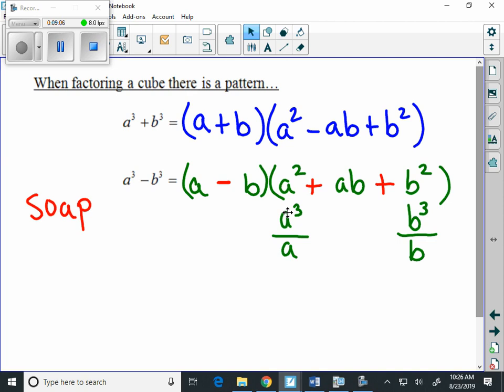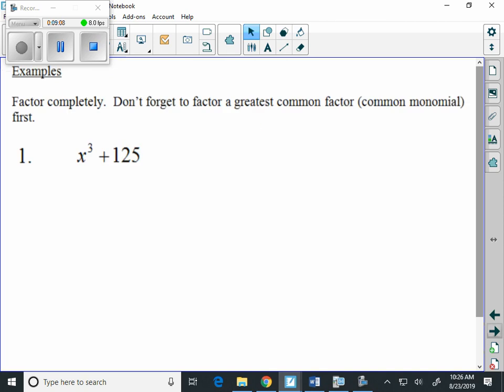But let's look at a couple of examples here to apply this. And I want to talk about the graphing calculator within this as well. Factor completely. Don't forget that we might have a greatest common factor that we need to take out. In this first problem, we don't.